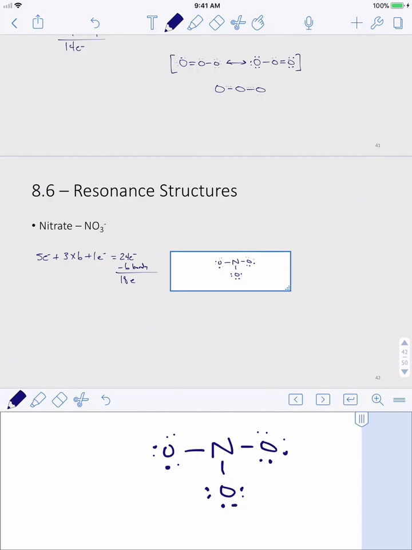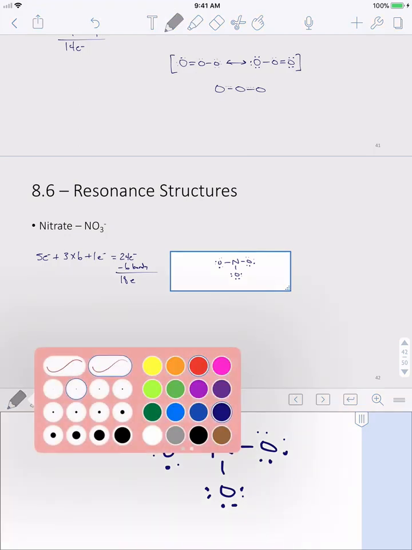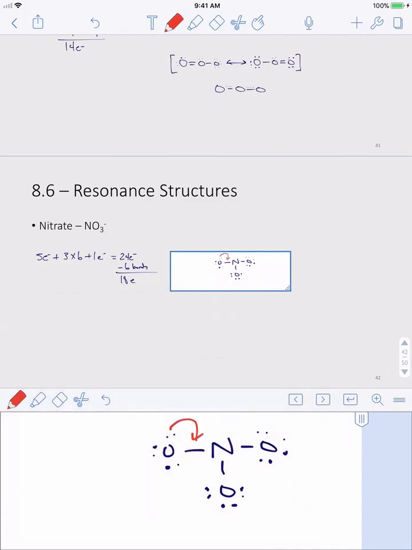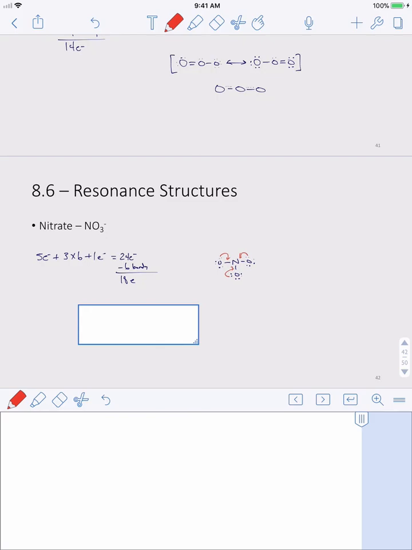We look for an octet, check for an octet, and we see that nitrogen only has 2, 4, 6 electrons. It doesn't have enough. So we need to create another bond to give nitrogen an octet. And so here we have options, right? We can do this as number 1 option. We could do this as number 2 option, or we could do that as 3 options. So now we need to show all 3 resonance hybrid structures.